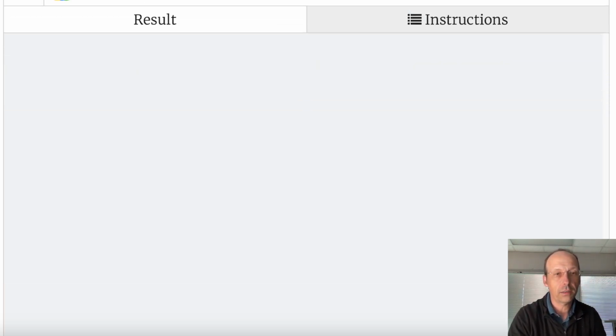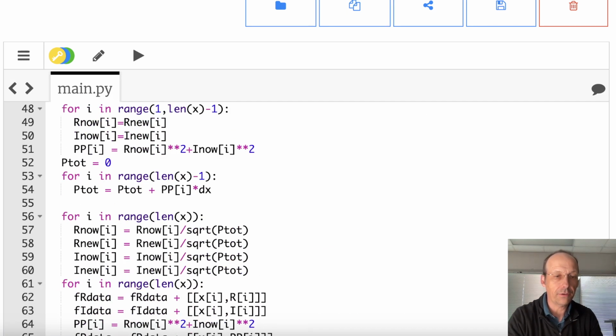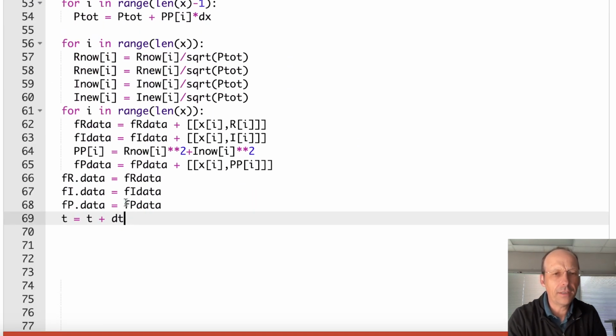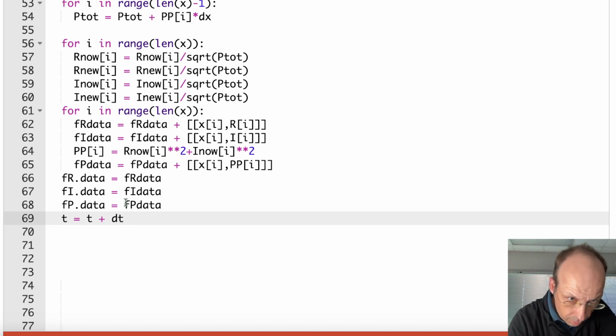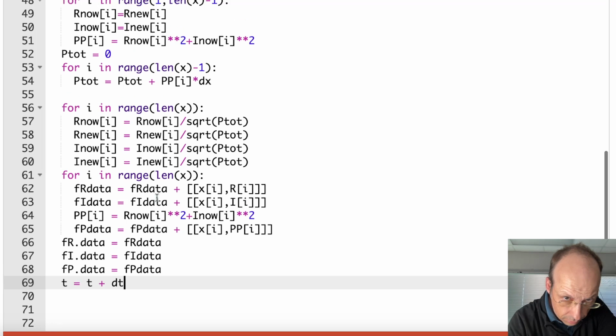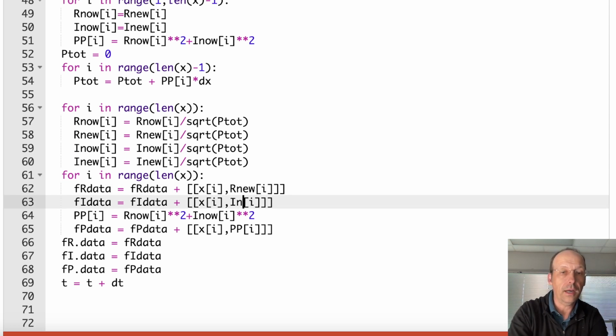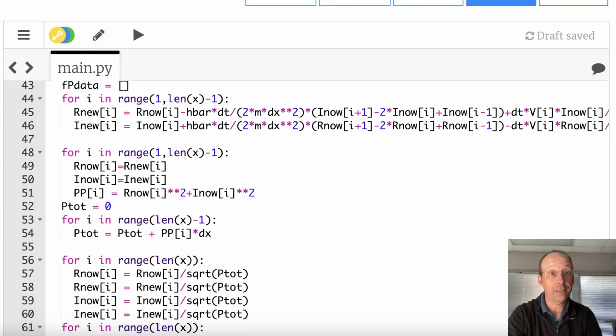See, it didn't work. Can't find the variable r. Where do I have r? Probably down here at the bottom. I probably typed r. I don't see an r. Oh, ri. That's right there. This should be r new, I new. If that's my only mistake.